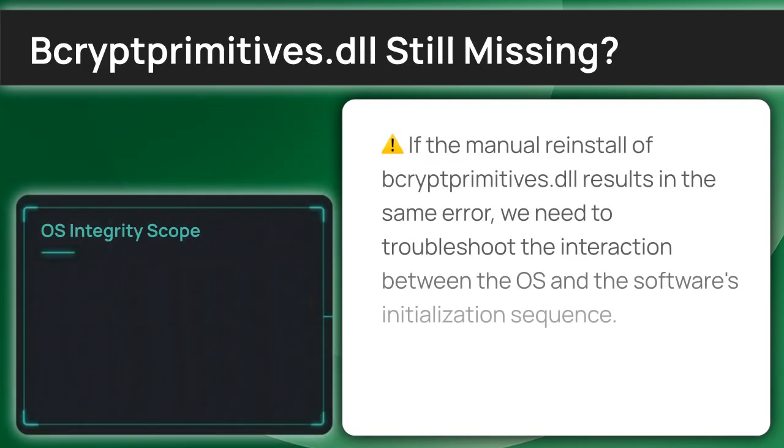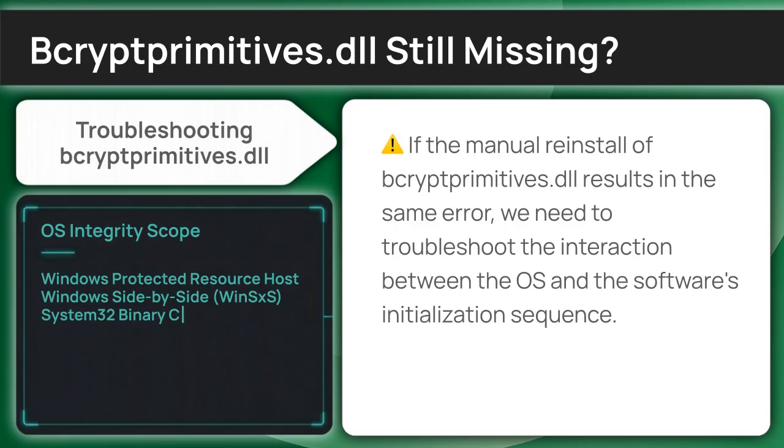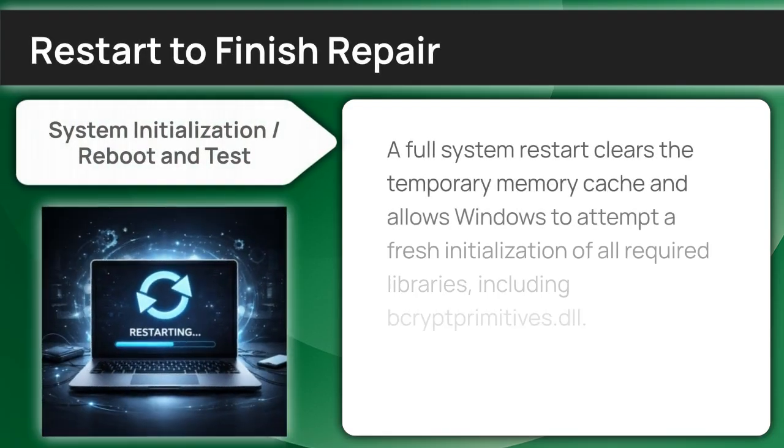If you're still seeing the missing file notification, we should attempt to force a synchronization between the software and the OS. If your system has been running for an extended period, a reboot might be necessary to resync your background processes and clear any temporary locks on the Bcryptprimitives file.